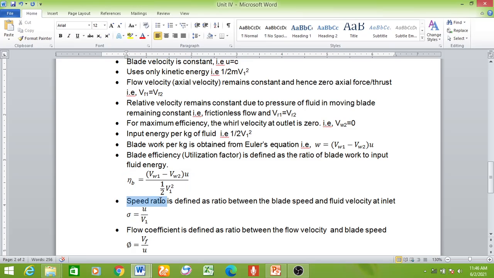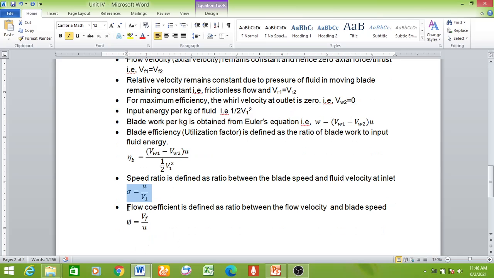Another term is speed ratio, which is often used in turbomachines. Speed ratio is defined as the ratio between the blade speed and the fluid inlet absolute velocity. The blade speed is u, and the jet velocity at inlet, issuing from the nozzle, is V1. Accordingly we have u by V1. Sigma is the notation used to represent speed ratio, and sigma is equal to u by V1.